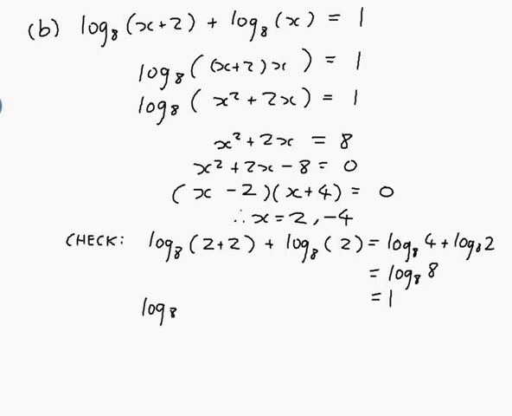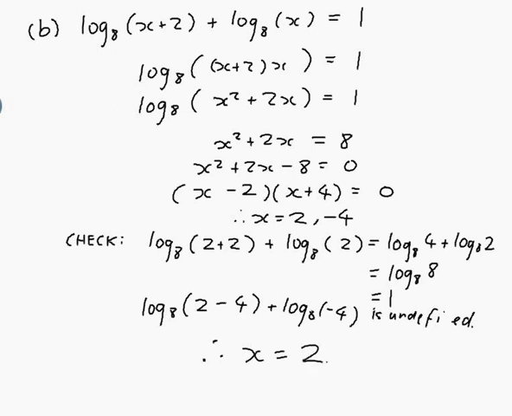Log 8 of 2 minus 4 plus log 8 of minus 4. Oh, that's a problem. I can't do log of a negative. So this is actually undefined. Which means that my minus 4 isn't actually a solution, so therefore x is equal to 2. And that's the end of the problem.